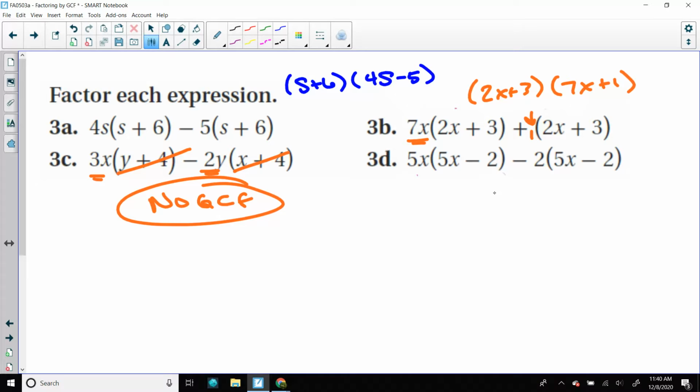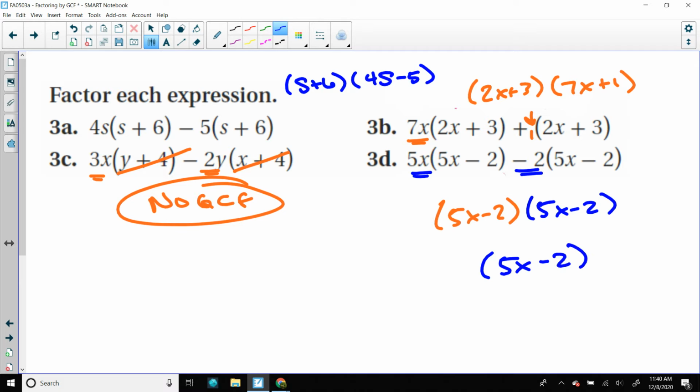Here we'll pull out a 5x minus 2. And conveniently, if I look here, we have a 5x and we have a minus 2. And so we'll have a 5x minus 2 as well. I will accept this as an answer, but for some of you guys who are above and beyond, the correct answer here would be 5x minus 2 squared because they're exactly the same. We're squaring them. But I will accept 5x minus 2 and 5x minus 2 as an answer on the quiz. Okay, that's how that works.